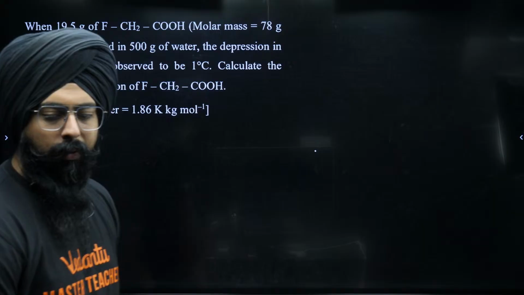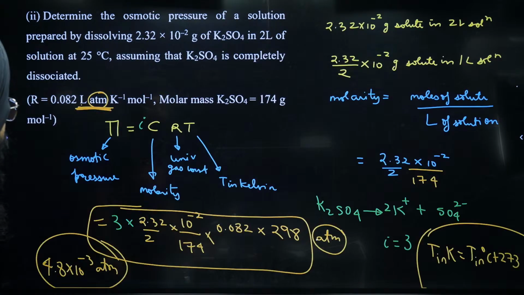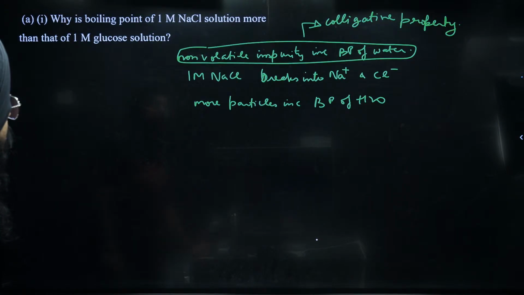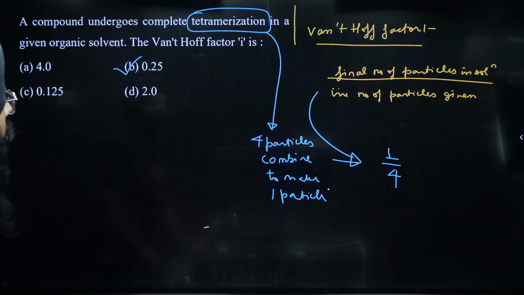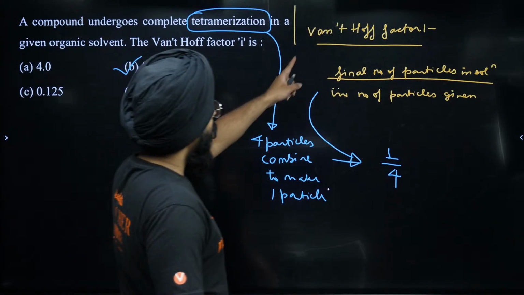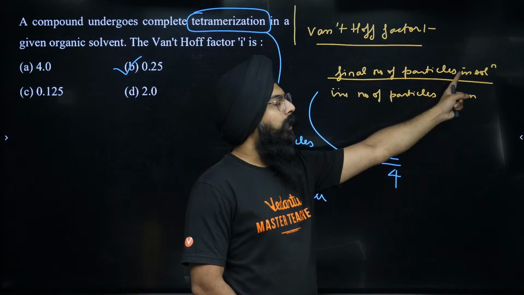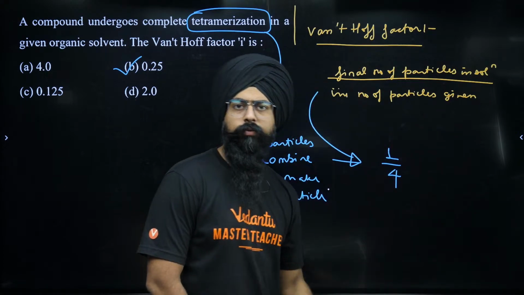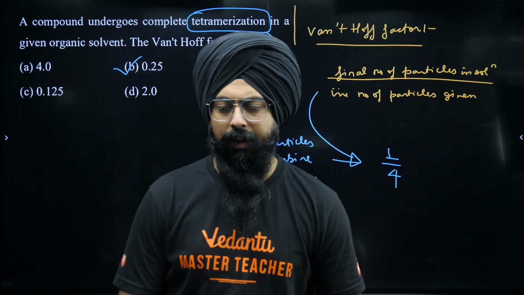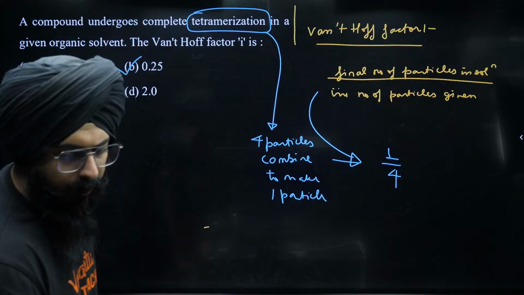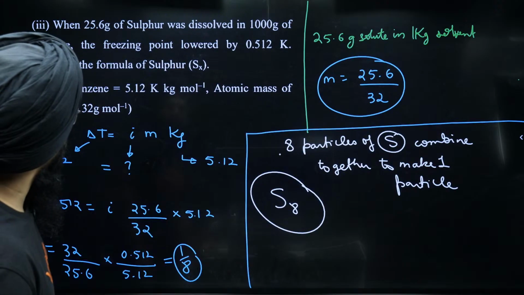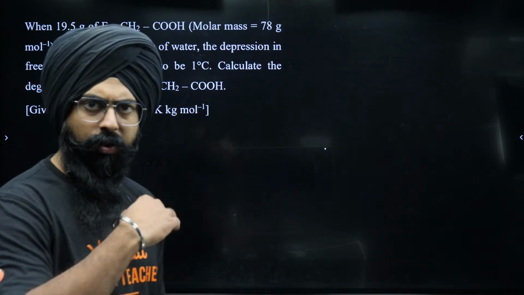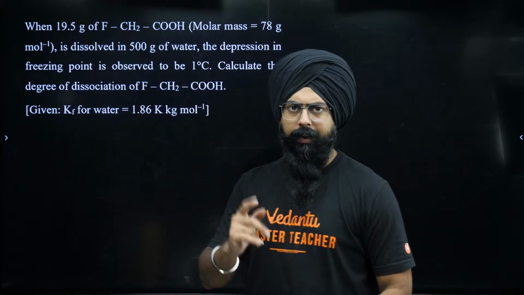People who are asking about how to find Van't Hoff factor, can you please rewind the class and see this question? Van't Hoff factor is final number of particles divided by initial number of particles, and we've done 3-4 examples of this. Please rewind and watch. Achha, most people want to do it now, so let's do it now only. After solutions and colligative properties is done, then we'll take a break.